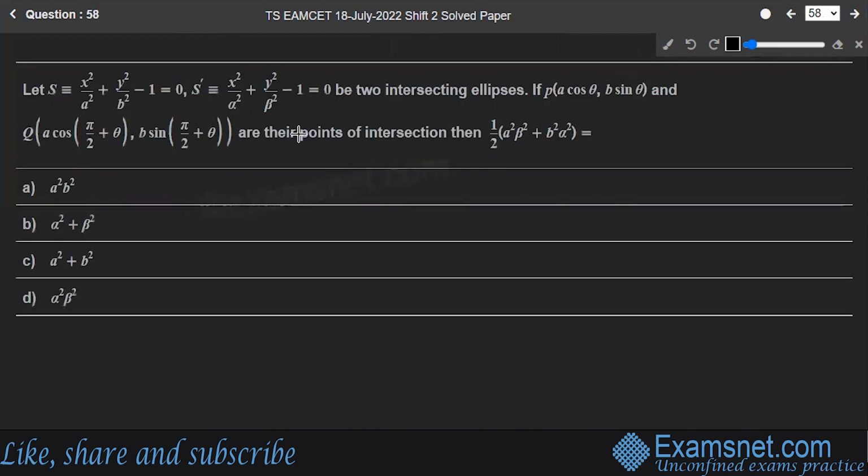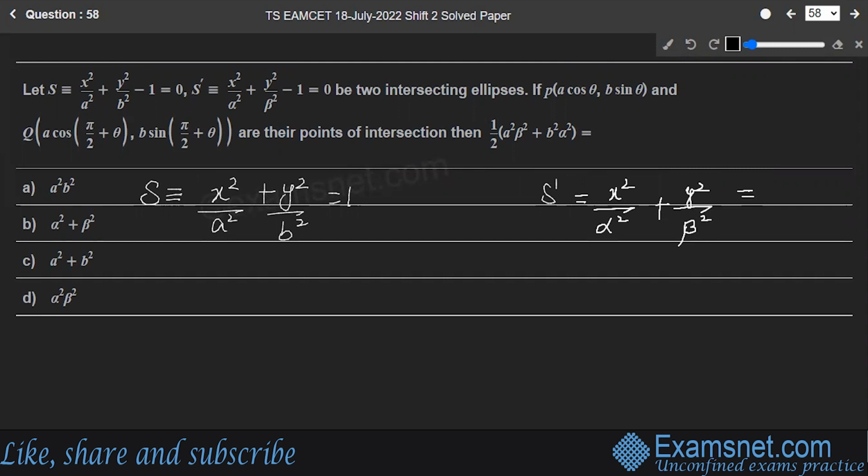Next, question number 58. It says, let S be given by this ellipse equation, and S dash be given by this equation, two intersecting ellipses. If P, Q are their points of intersection, then what is the value of this given expression? All right. So first, you are given the two ellipses as S is x square upon a square plus y square upon b square is equal to 1. And the second one, S dash, is x square upon alpha square plus y square upon beta square is equal to 1.